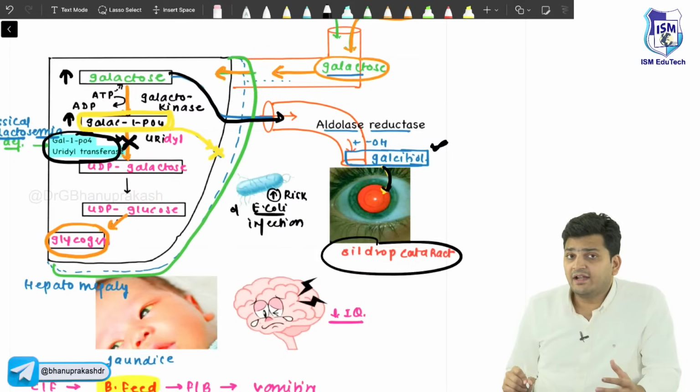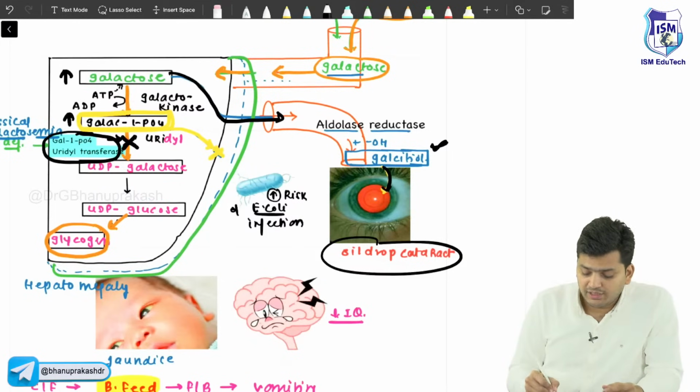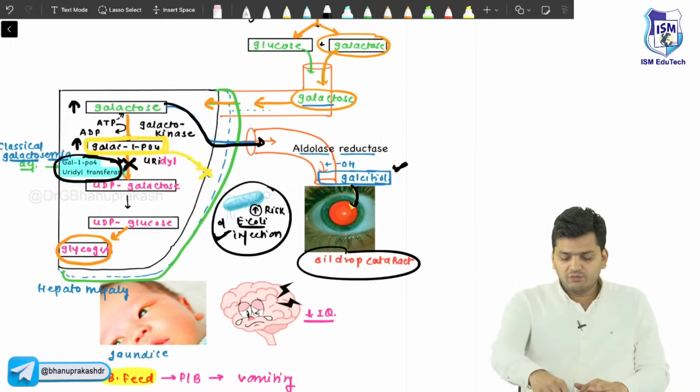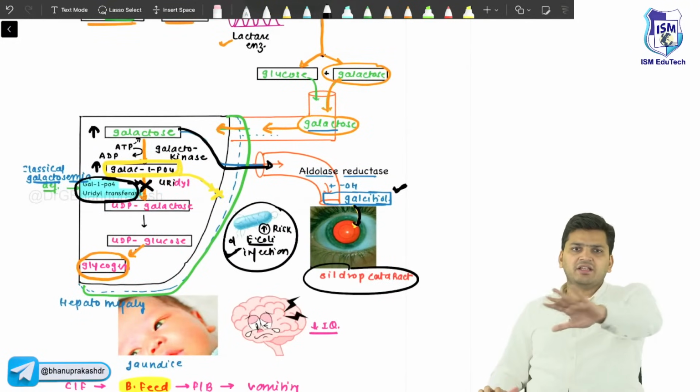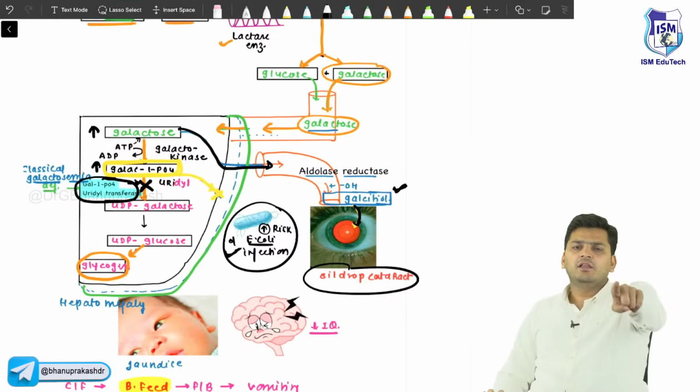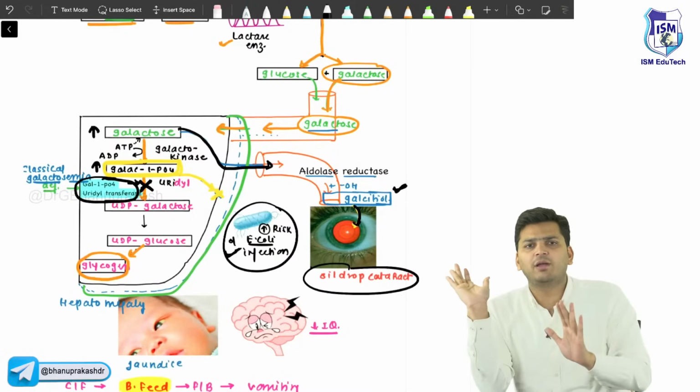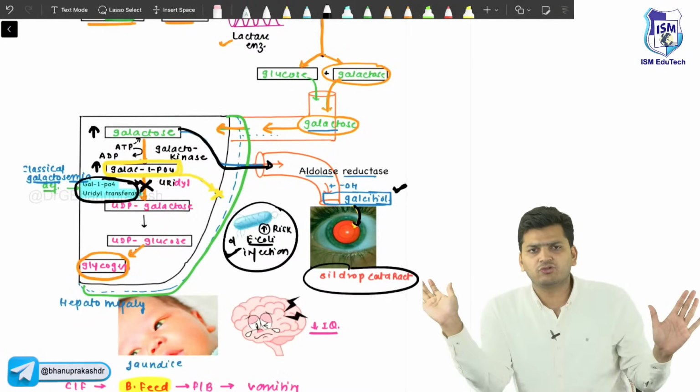It's also seen that those who are having galactosemia have an increased risk of infection with E. coli. So, what are the points to be remembered? First, let's understand how to make the diagnosis. If they say breast milk followed by vomiting in a newborn, galactosemia.